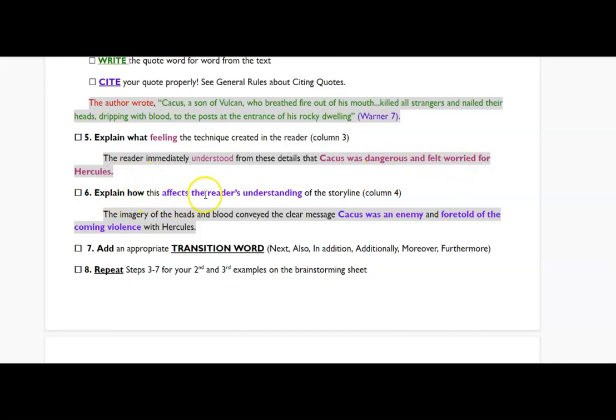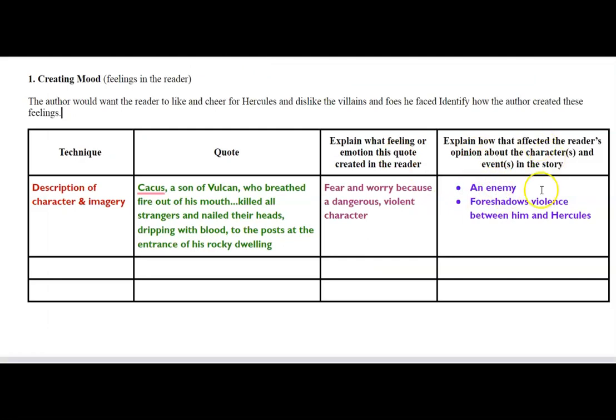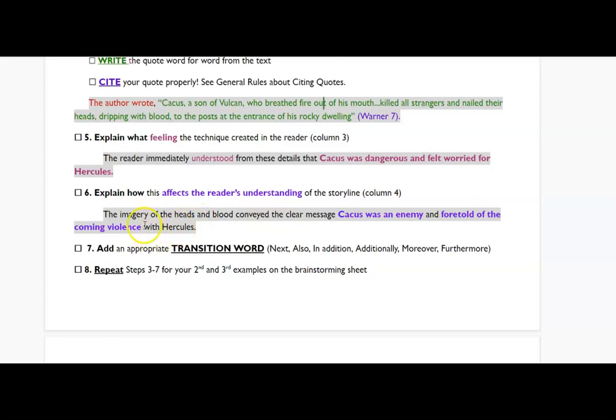Now I'm going to explain how this affected my understanding. That's the last column. And notice I have column 4, column 3. I'm telling you in this organization which columns you should be using. So in column 4, I understood he was an enemy, and I understood that it was going to probably be violent between him and Hercules. And so I write that as my next sentence.